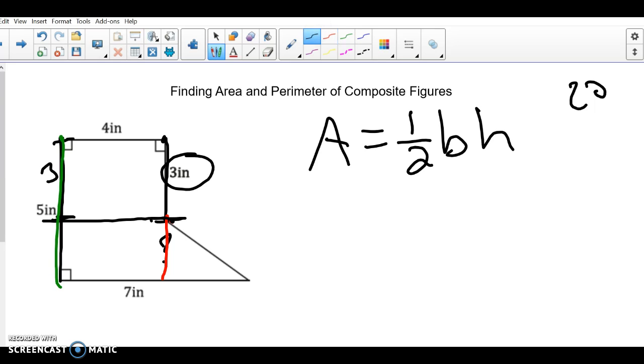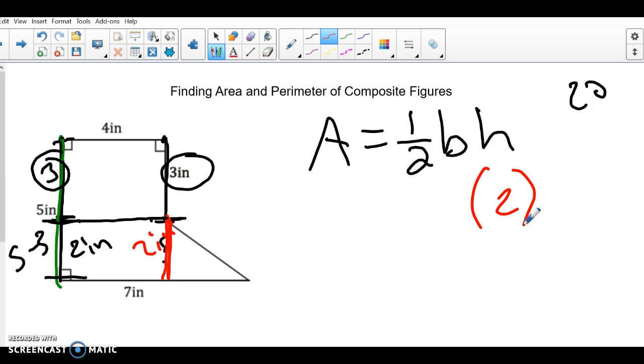So what we see is that if the whole thing is 5 and this part here is 3, that means that this measure here has to be 5 minus 3, or 2 inches. And if it's 2 inches over on the left, then it has to be 2 inches over on the right. So now we have the height of our triangle. The height of our triangle is 2 inches.